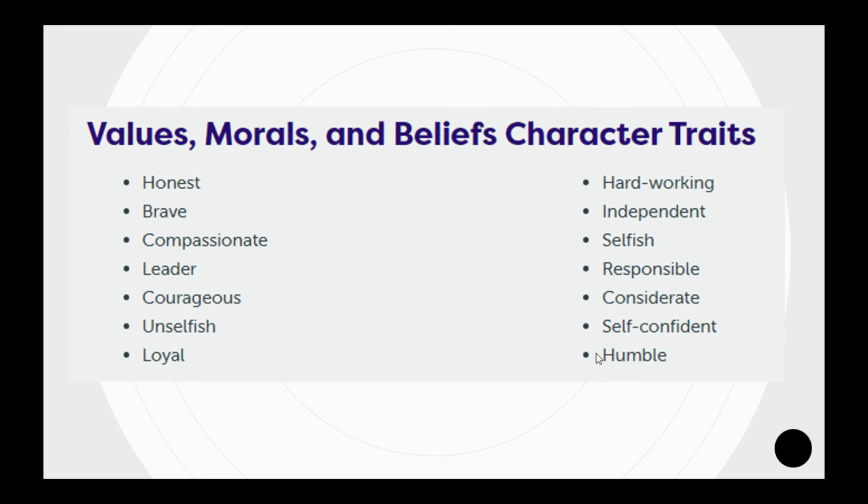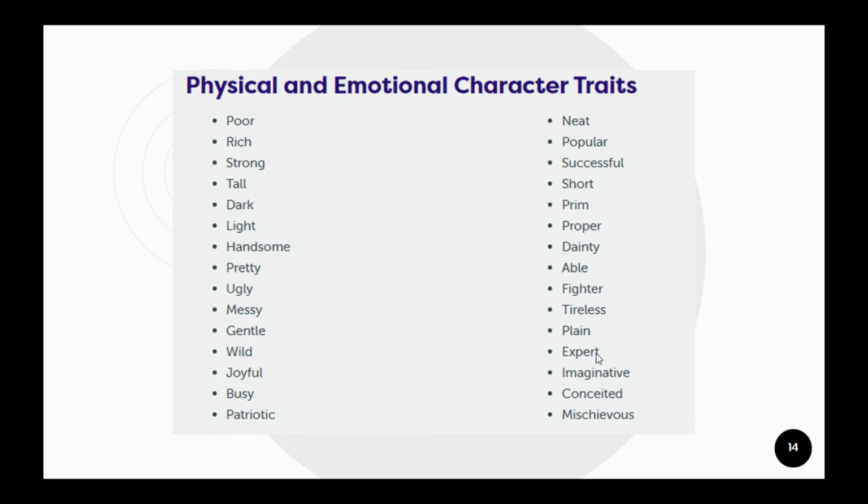So here's some examples of values, morals, and belief character traits. If you want, take a moment and pause so you can look through the list and read over, kind of think about these different types of traits. Here's a list of physical and emotional character traits. Again, pause here so you can look through the list and kind of get a deeper understanding. Again, this is not the only list of words, but this is a good general idea to better understand.